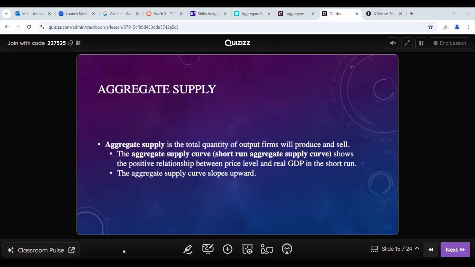Okay. So aggregate supply. It's focused on the output that firms will produce and sell. So it's more focused on the firm's production in this case. The short run aggregate supply curve shows the positive relationship between price level and real GDP in the short run. The aggregate supply curve slopes upward.